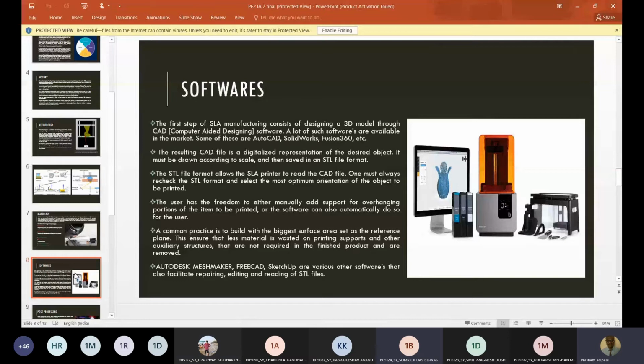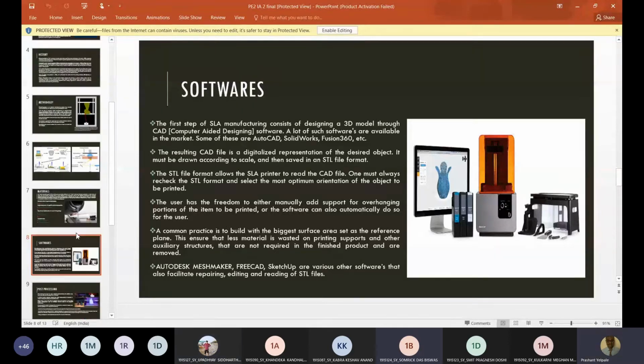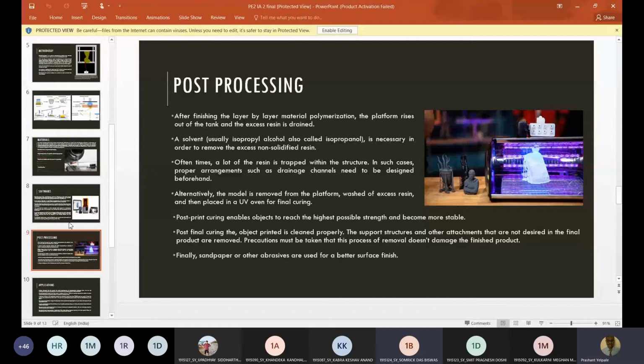Instead, we can also do it manually, in which case we can choose the most optimum setting to manually add support for overhanging portions. But the main problem of adding multiple supports is the removal of the supports once the printing is done. So that is where we come into post processing.